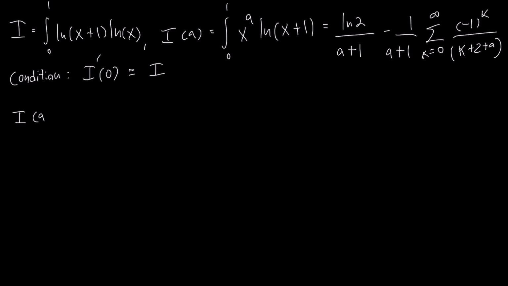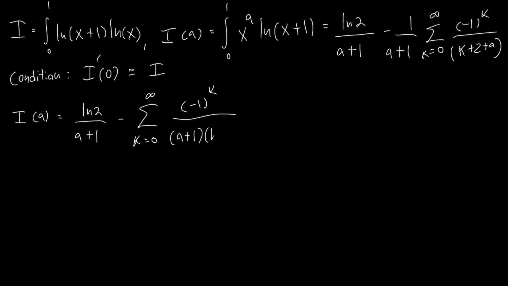So I of a is now the natural log of 2 over a plus 1 minus the sum from 0 to infinity, negative 1 to the k divided by a plus 1 times k plus 2 plus a. And so we would differentiate both sides with respect to a, and from there plug in 0 because that is the original integral.